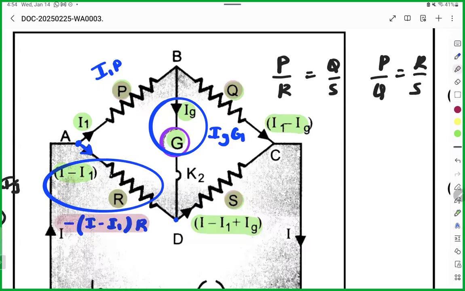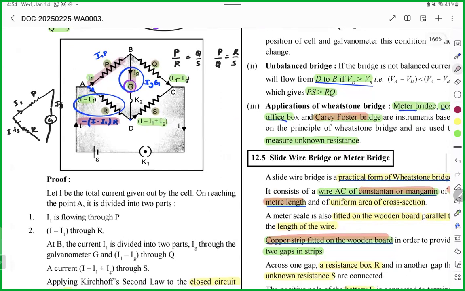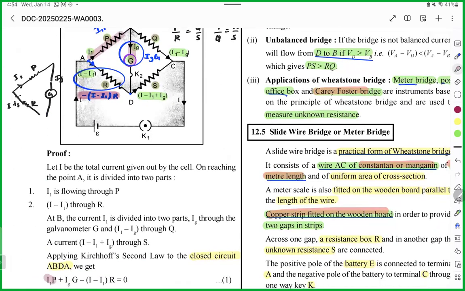Any doubt? The current direction is I1, this side, and you are moving in the same direction. That's why positive. This is also positive, as you are moving from B to D. But when you are moving D to A, your current is opposite, that's why you took negative. Anybody have doubt? Now look at this equation: I1P plus I1G plus, but I minus I1 R is negative. Understood? And total value is zero. Reason? Kirchhoff's second law, loop law.